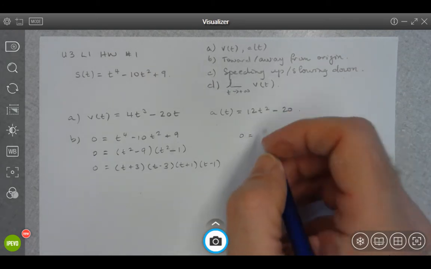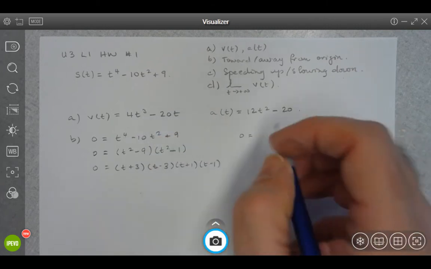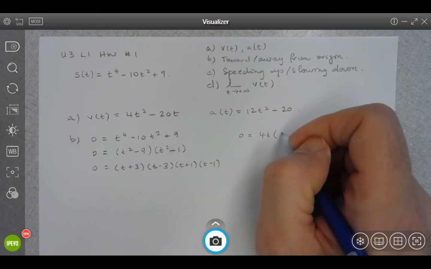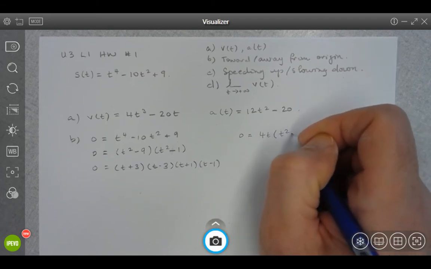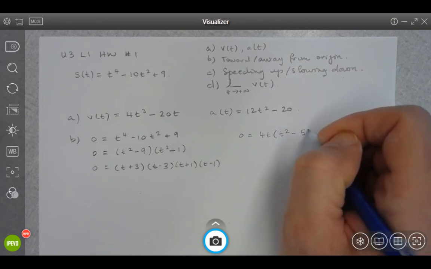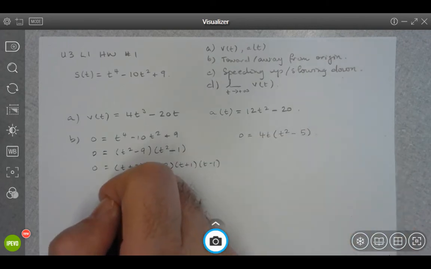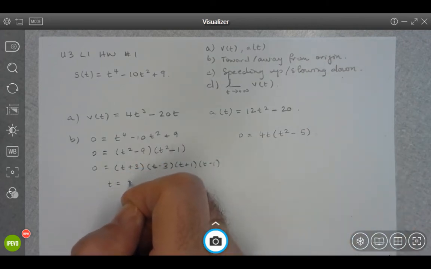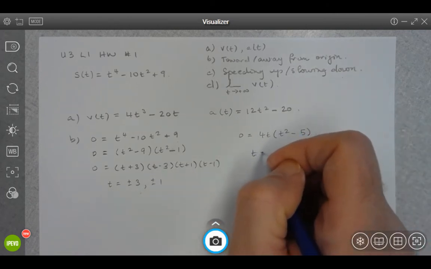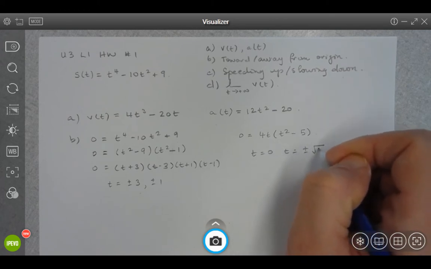So here we've got 4t cubed minus 20. So I might as well factor right off the bat. I can factor out a 4t. And then here I'm just going to be left with t squared minus, and 20 divided by 4 is going to be 5. Okay, so here t is going to be plus or minus 3 and plus or minus 1, whereas here t is going to be equal to 0 and t is going to be equal to plus or minus square root of 5.